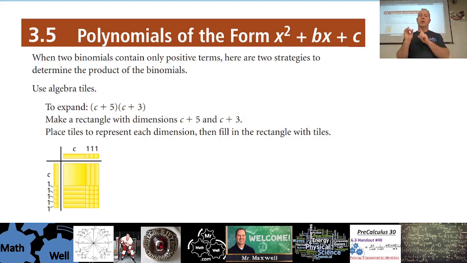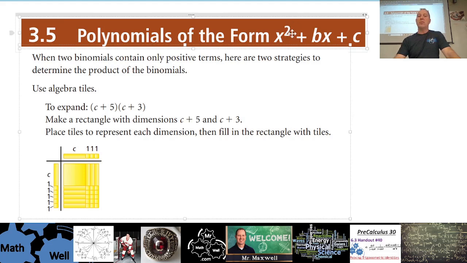So I'm going to show you what the algebra tiles look like, what they mean, and how we can work with polynomials that are in this form. So x squared plus bx, where b is some number times x, plus c, which is another number. So these are trinomials. Remember, a single term is a monomial, two terms in a polynomial is a binomial, and three terms is a trinomial. So trinomials that have an exponent of 2 on one of the x's are super common in math.